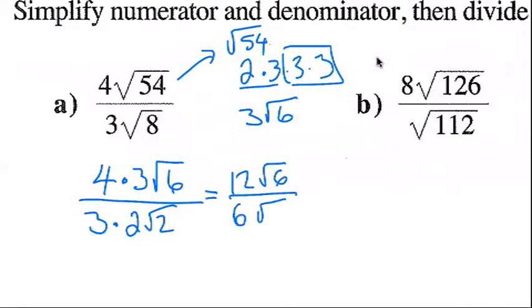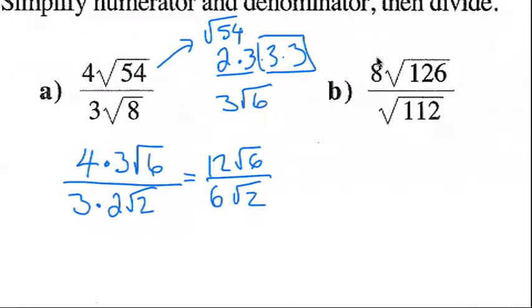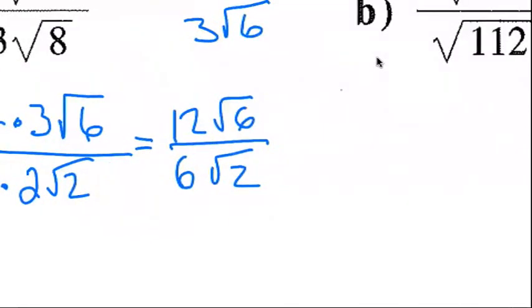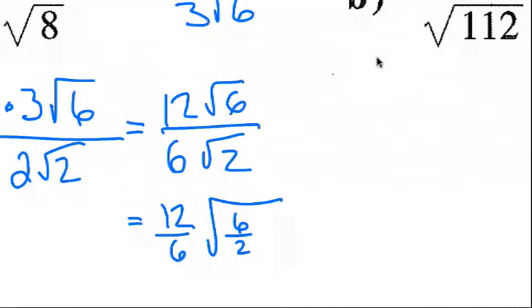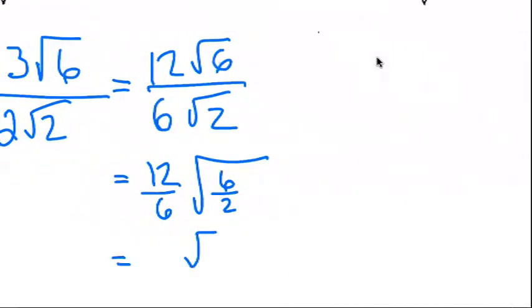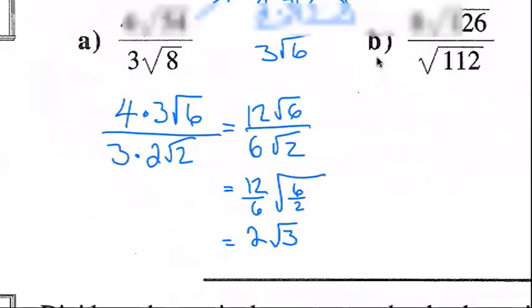which is equal to 12 square root 6 over 6 square root 2. Not finished yet because we have that radical in the denominator, so I'm going to go 12 over 6. I'm going to make one big radical, 6 over 2. Well, 6 divided by 2 is 3, and 12 divided by 6 is 2. So this simplifies to 2 root 3.